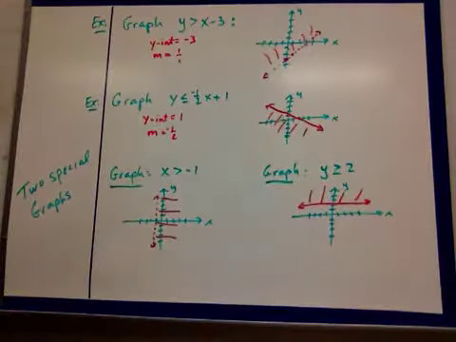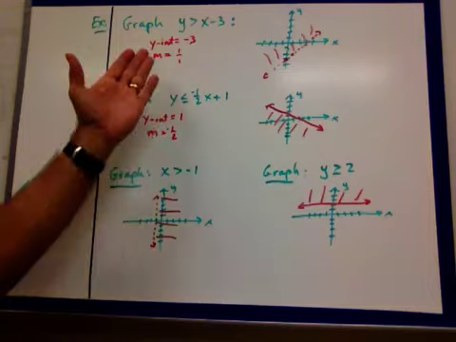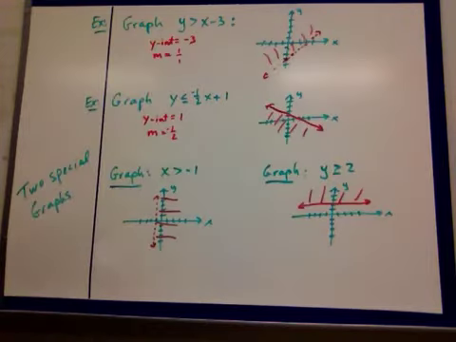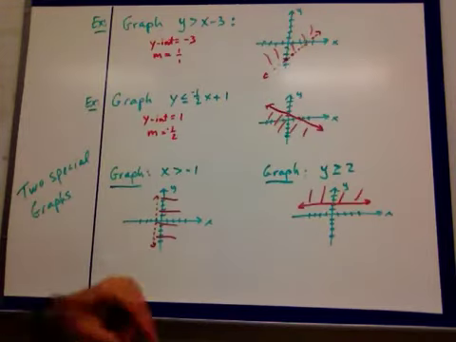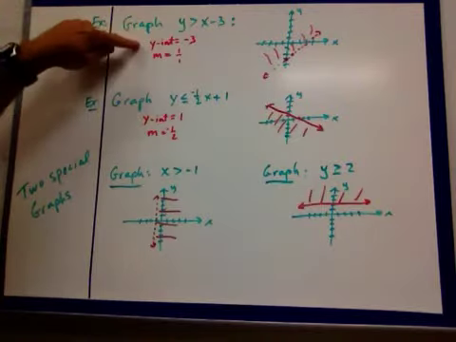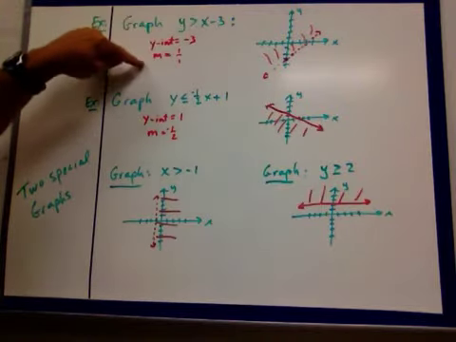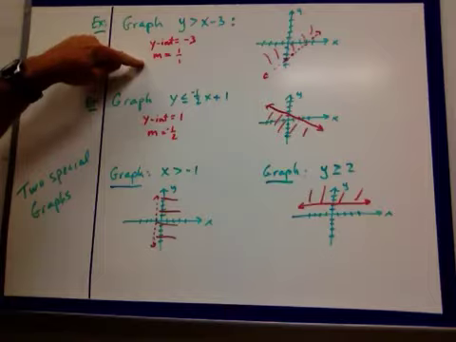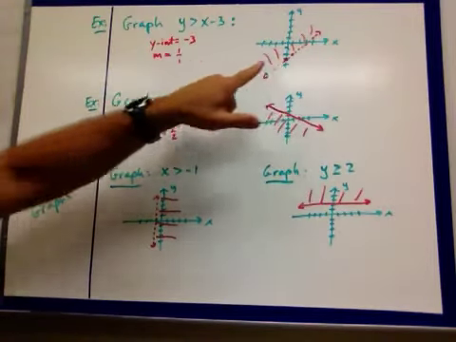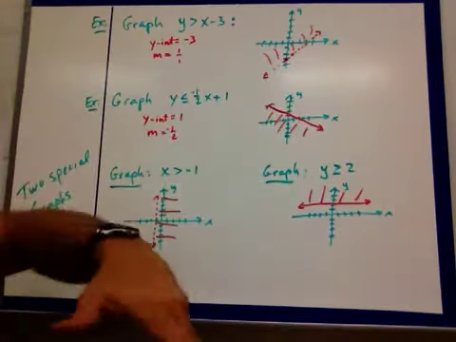Probably looks like a little bit of a hodgepodge at first. When you see the graph y is greater than x minus 3, like what we just did, we look and see that our y-intercept is negative 3. Our slope is right here. It's 1 over 1. Okay? So I plot the negative 3. I move up 1 and over to the right, just like we've been doing.